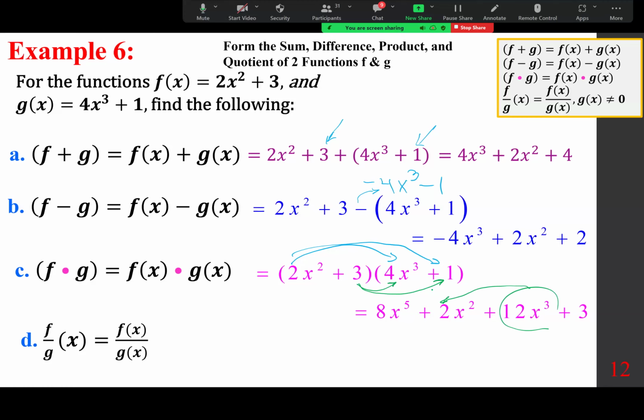And finally, f of x over g of x, just put 2x squared plus 3 at the top, 4x cubed plus 1 at the bottom, and of course, the bottom cannot be 0. And you can work it out.